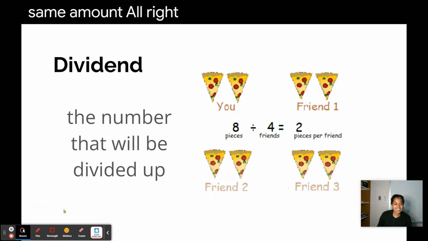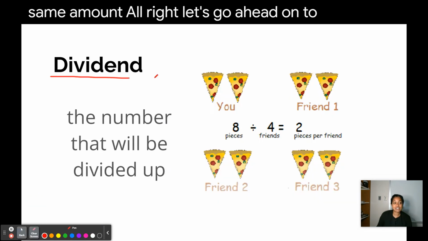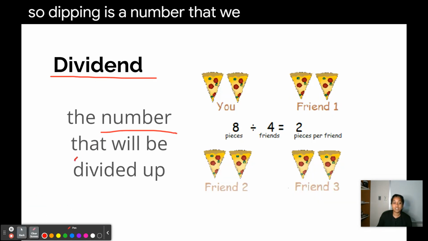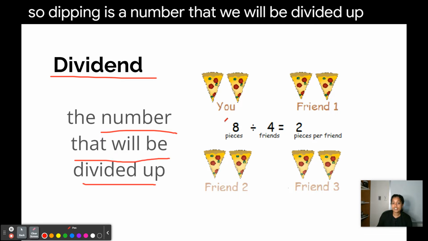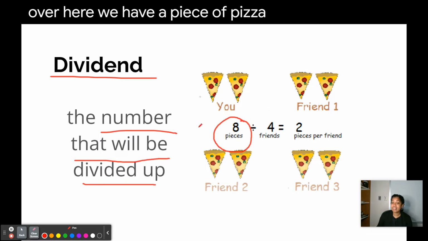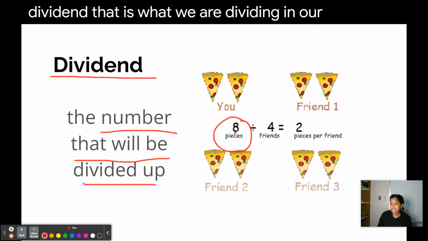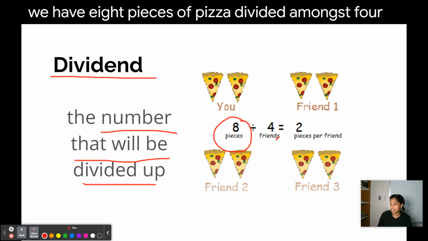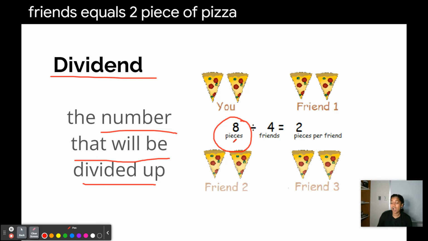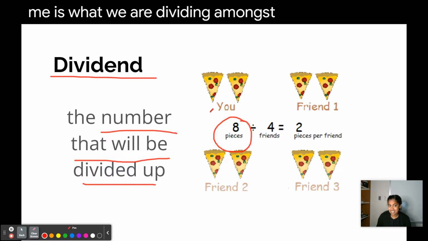All right, let's go on to dividend. Dividend is the number that will be divided up. Over here we have 8 pieces of pizza. That is our dividend. That is what we are dividing. In our problem, we have 8 pieces of pizza divided amongst 4 friends equals 2 pieces of pizza. So our pizza is what we are dividing amongst our friends.